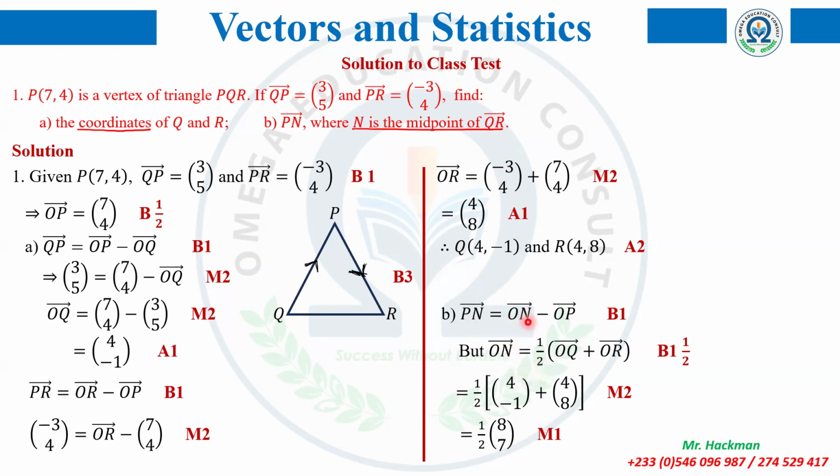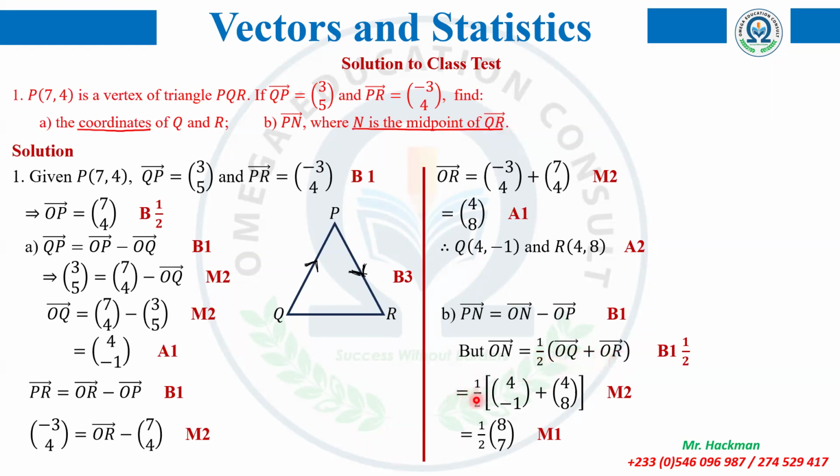Okay, so on N, we are told that N is the midpoint of the vector QR. And because it is a vector, the N here, which is a midpoint, is also supposed to be a vector, and it will be a position vector. So the position vector ON will be equal to the midpoint formula: half of the sum of the position vectors of these two points. So it will be vector OQ plus vector OR.